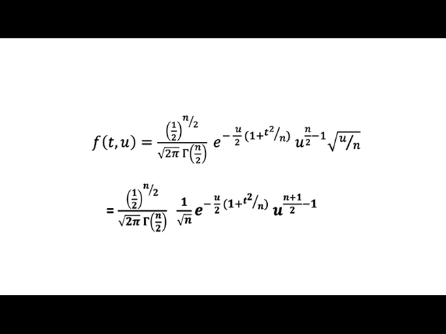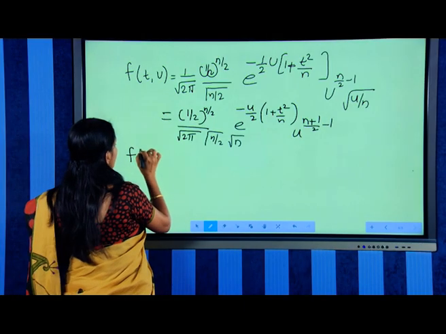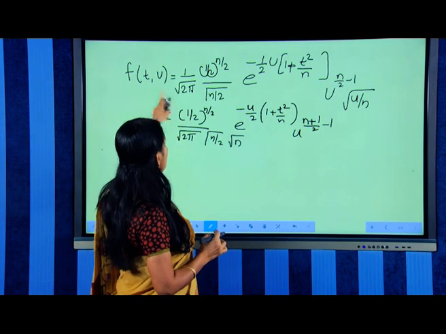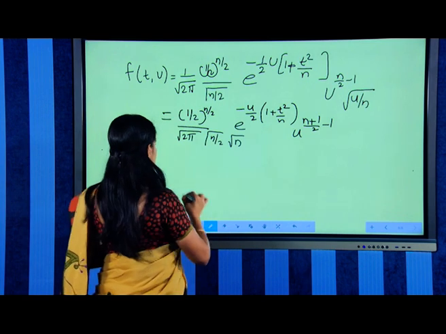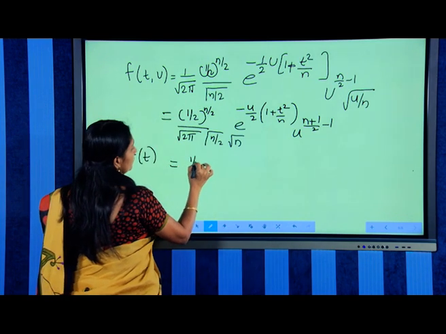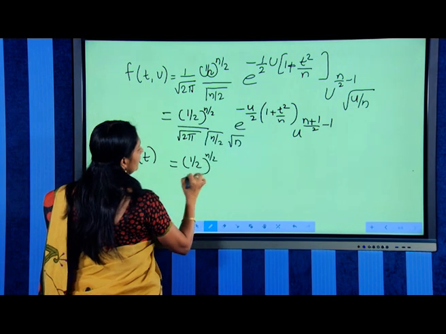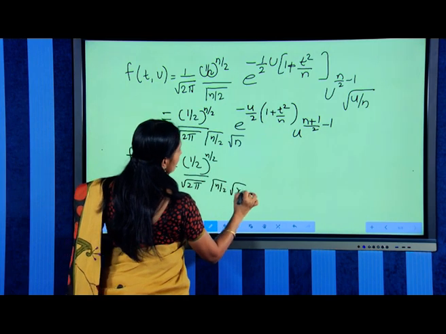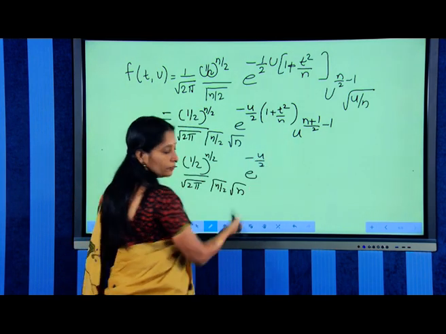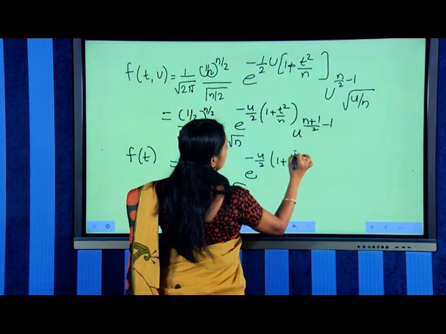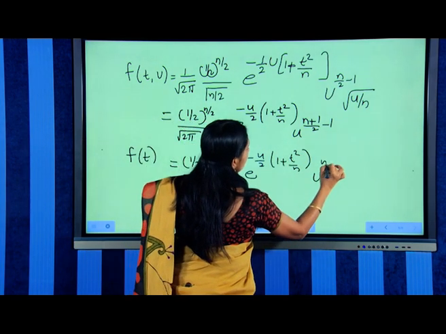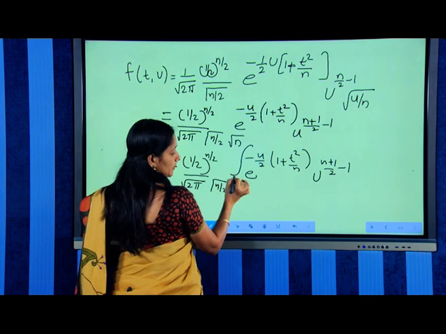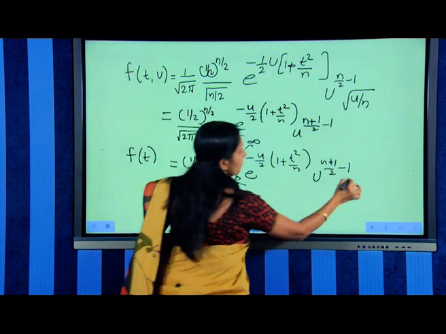Now, we have to find out the distribution of t. So, the marginal density of t, f of t, is obtained by integrating this joint density with respect to u. So, f of t is equal to 1 by 2 raised to n by 2 divided by root 2 pi gamma n by 2 root n, e raised to minus u by 2 into 1 plus t square by n, u raised to n plus 1 by 2 minus 1, integral of this with respect to u from 0 to infinity du.